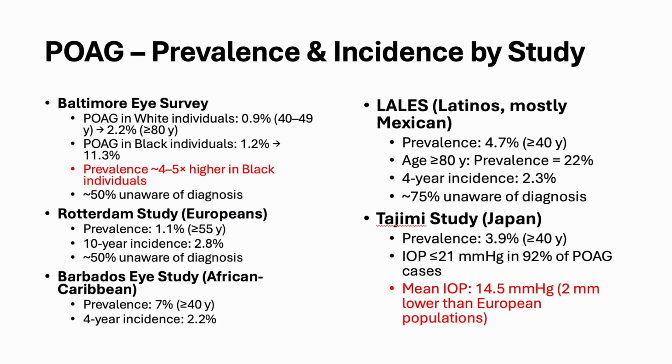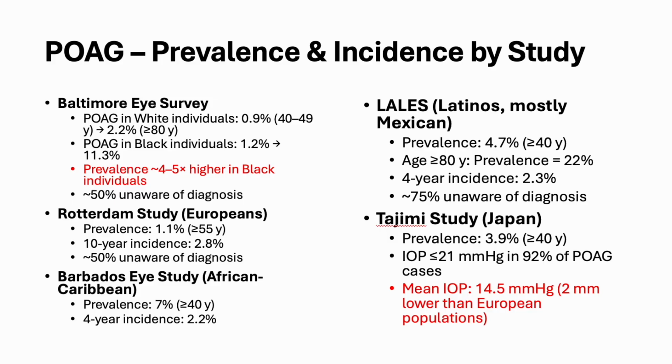This slide summarizes findings from major epidemiological studies. The Baltimore Eye Survey showed that POAG prevalence increased with age and was 4 to 5 times higher in Black individuals than white individuals. Over 50% of cases were undiagnosed. The Rotterdam study in Europeans reported a 10-year incidence of 2.8%, again with about half of cases going undetected.